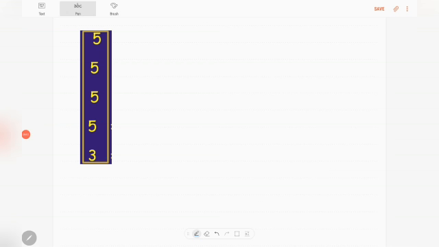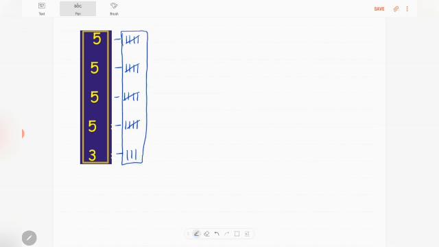Hopefully you remember that 5 is represented by 4 straight vertical lines with 1 line going across it. So we do that for the first 4 5s here. 1, 2, 3, 4 vertical lines with a 5th line going across. We repeat this for each of the four 5s. Then for 3, represented by 3 straight vertical lines, as we can see here. So this automatically gives us the tally representation of 23.